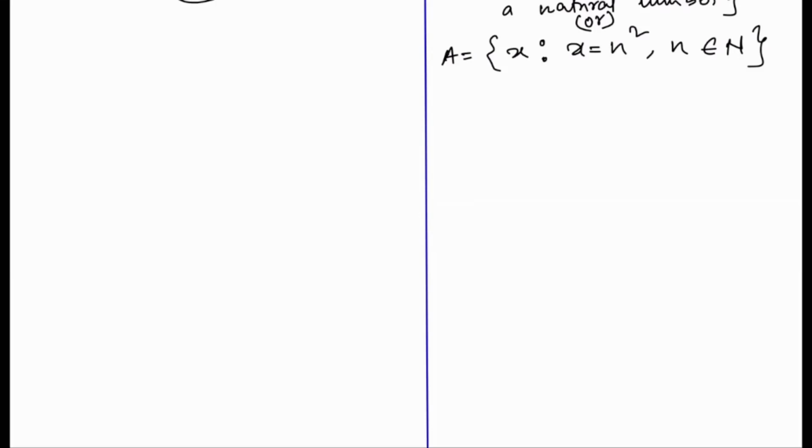Let's take more examples on set builder form. Suppose there is a set given to you, let's say set B. It is 1 by 2, comma 2 by 3, comma 3 by 4, comma 4 by 5, comma 5 by 6, comma 6 by 7. These are the elements of set B. Now, what we have to do is write the set builder form for the given roster form.